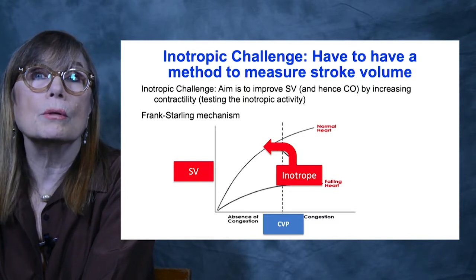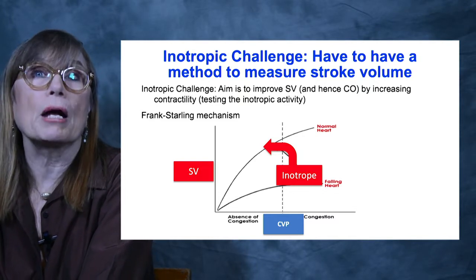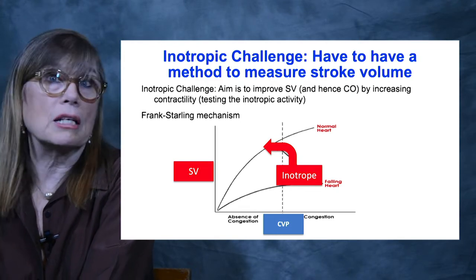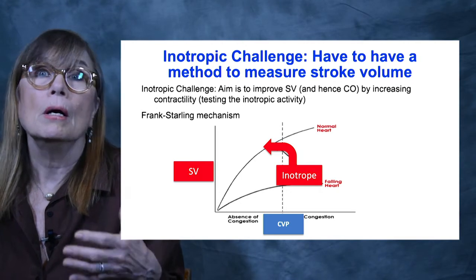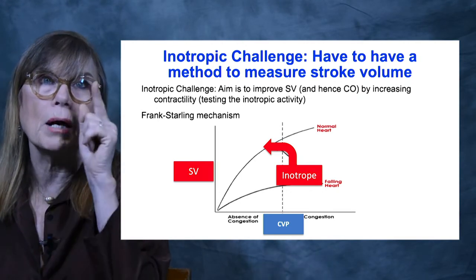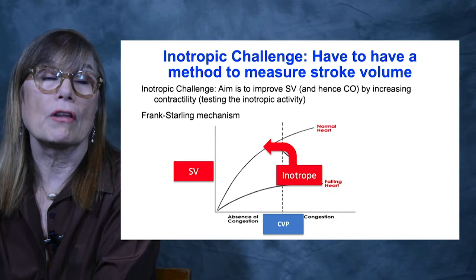What I'm trying to do with an inotrope is shift the patient to a higher stroke volume. Now the CVP may go up because it's increased ventricular tension when I add an inotrope, but their stroke volume will go up, and that's going to be the best thing for that patient.